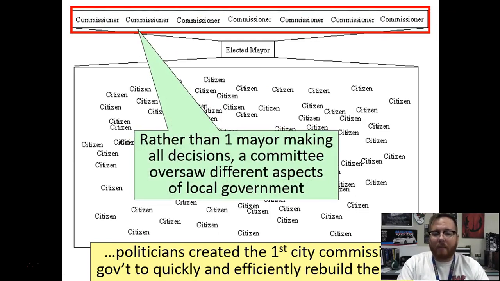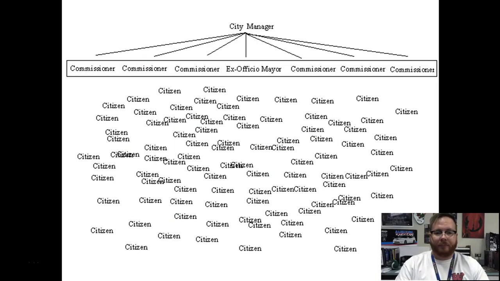Rather than one mayor making all the decisions, which can get tiresome and tedious, and maybe not all those decisions are the best ones, because the mayor is making the decisions by himself or herself, a committee oversees different aspects of local government. So there's various commissioners for different parts of the government, alleviating some of the stress and pressure on the mayor and enabling the commissioners to make informed decisions and better solve problems.